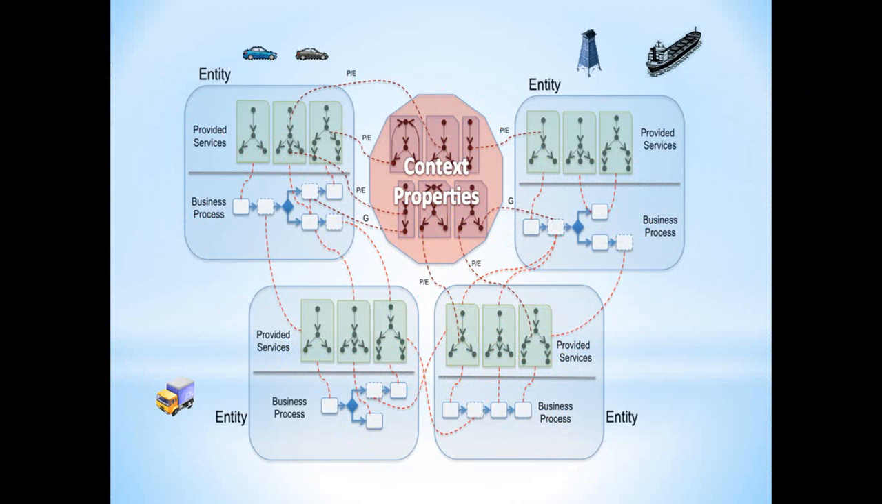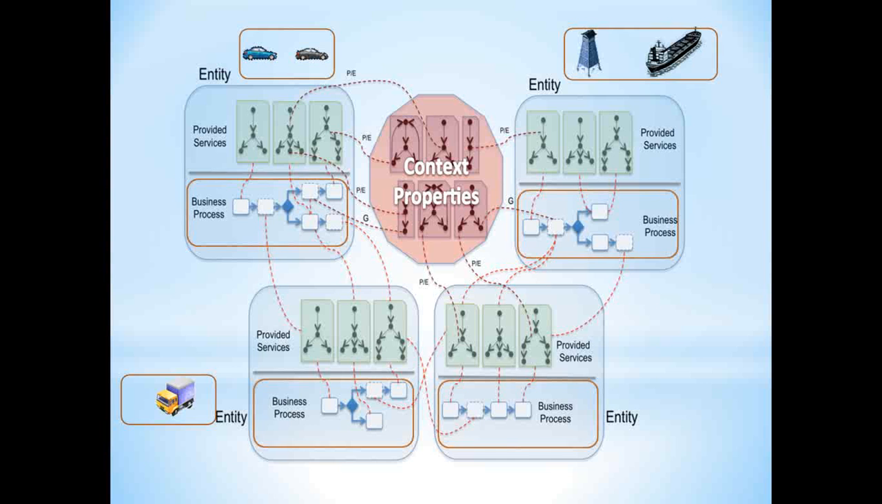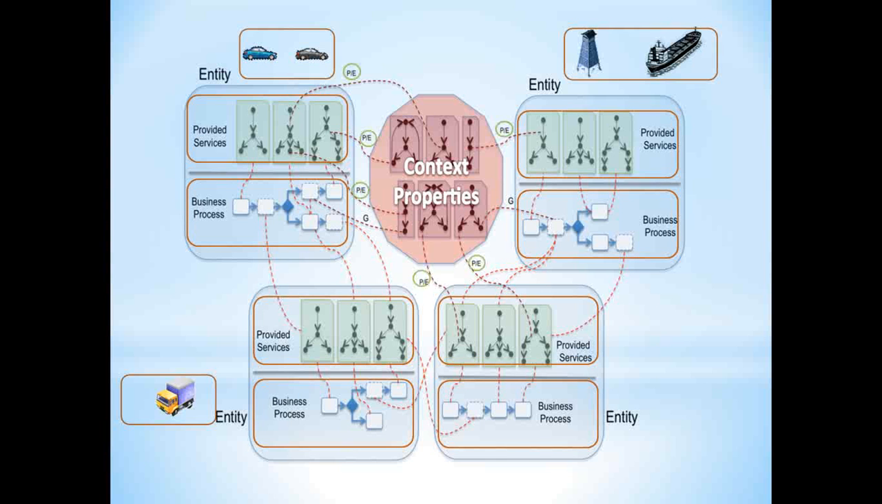The demonstration is based on a set of entities, processes, and services. Each entity has its own process and relies on a set of services. Context properties express the state of the environment during the process execution. Here in this picture, we can see entities such as car, ship, truck, business processes, provided services, context properties, preconditions and effects, goals.